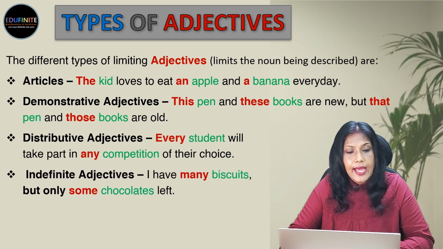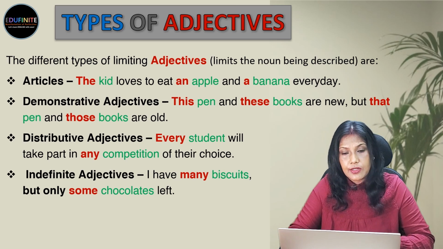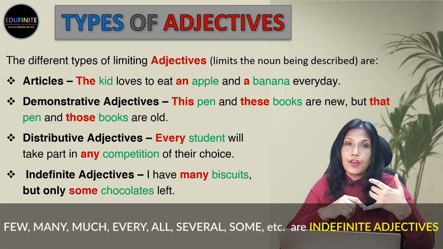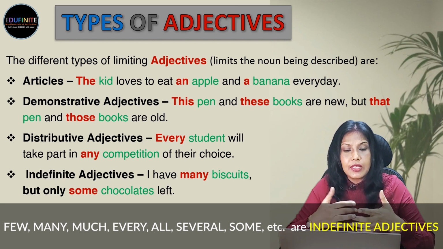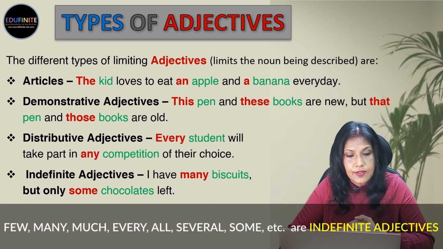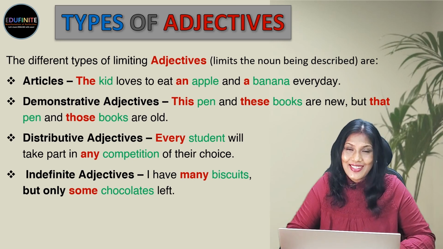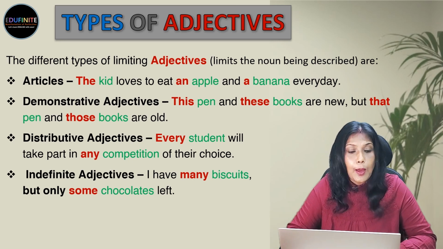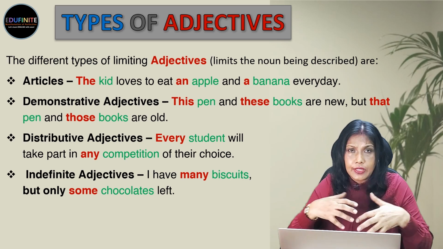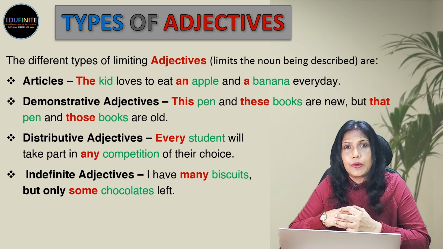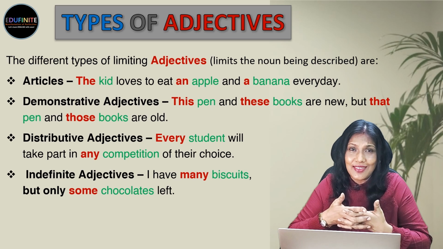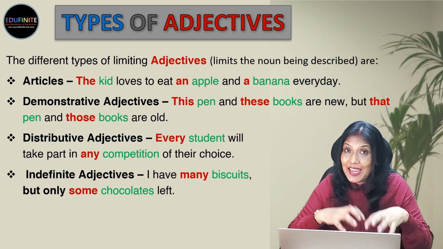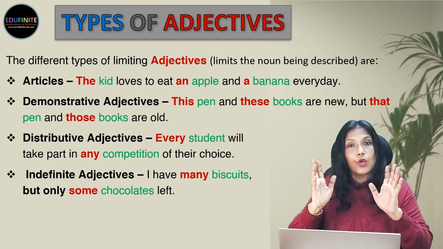Next we have indefinite adjectives. So words like few, many, much, every, all, several, some, these are all indefinite adjectives. So let's look into the sentence. I have many biscuits, but some chocolates left. So I've taken these maybe to a picnic or something. So people have eaten a lot of chocolates, but no one was much interested in the biscuits. So I have many biscuits, but some chocolates left.